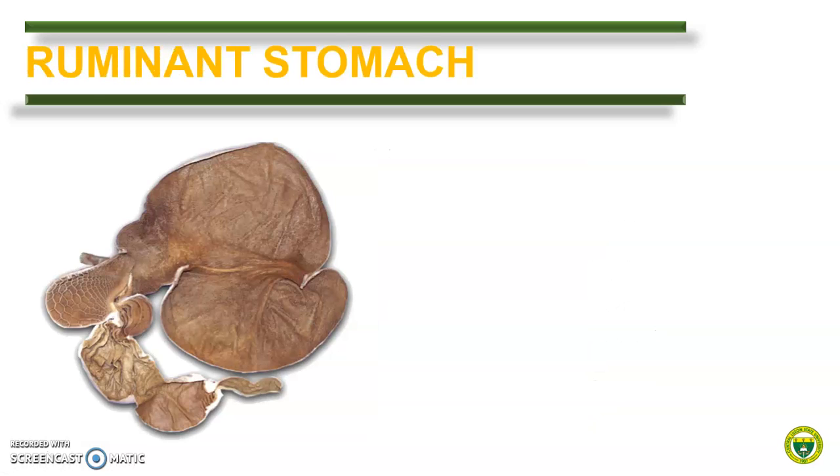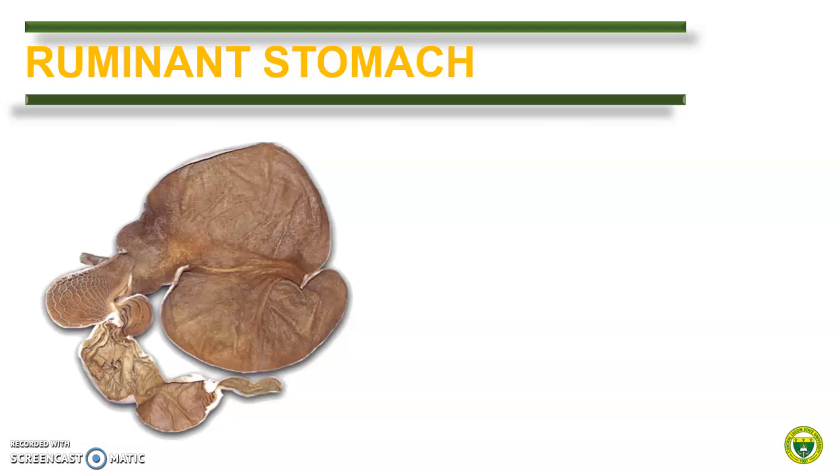Now we move to the ruminant stomach. Their stomach is composed of 4 compartments, namely the rumen, reticulum, omasum, and abomasum. The rumen, reticulum, and omasum are the non-glandular compartments, while the abomasum is the glandular or the true stomach of the ruminants.